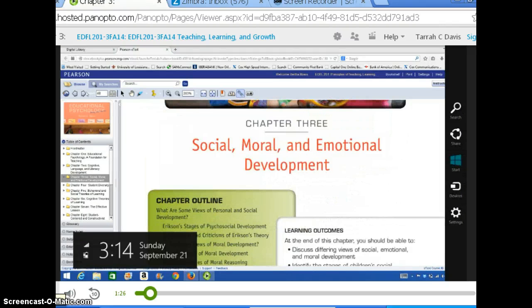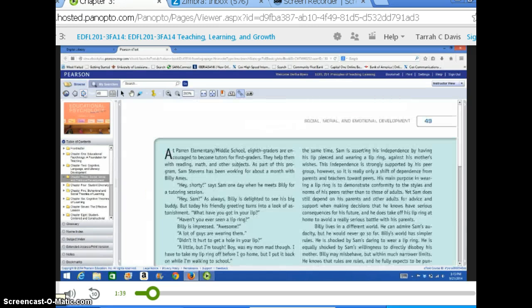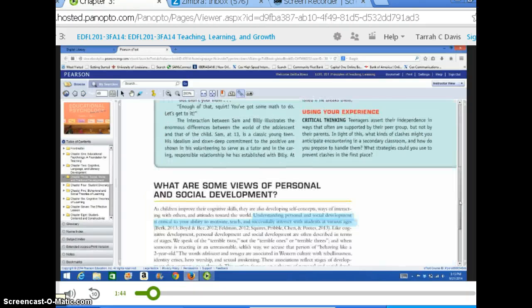I've gone ahead and highlighted pages in the chapters already, so you can follow with me. I want to make sure you understand, along with this discussion, that there is a PowerPoint that goes along with this chapter on Moodle with the highlights there.